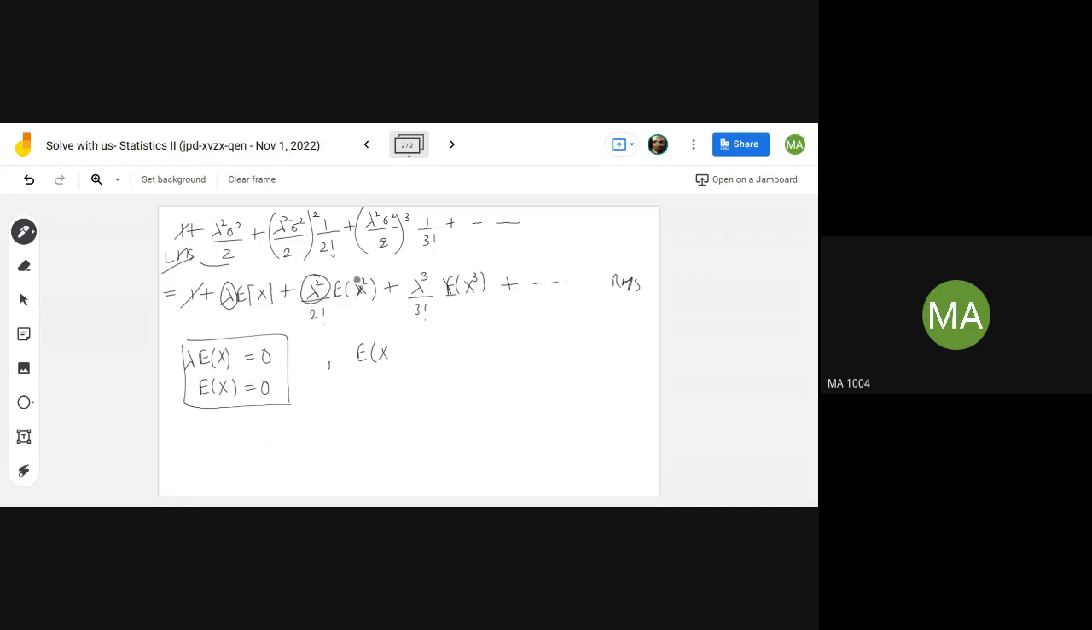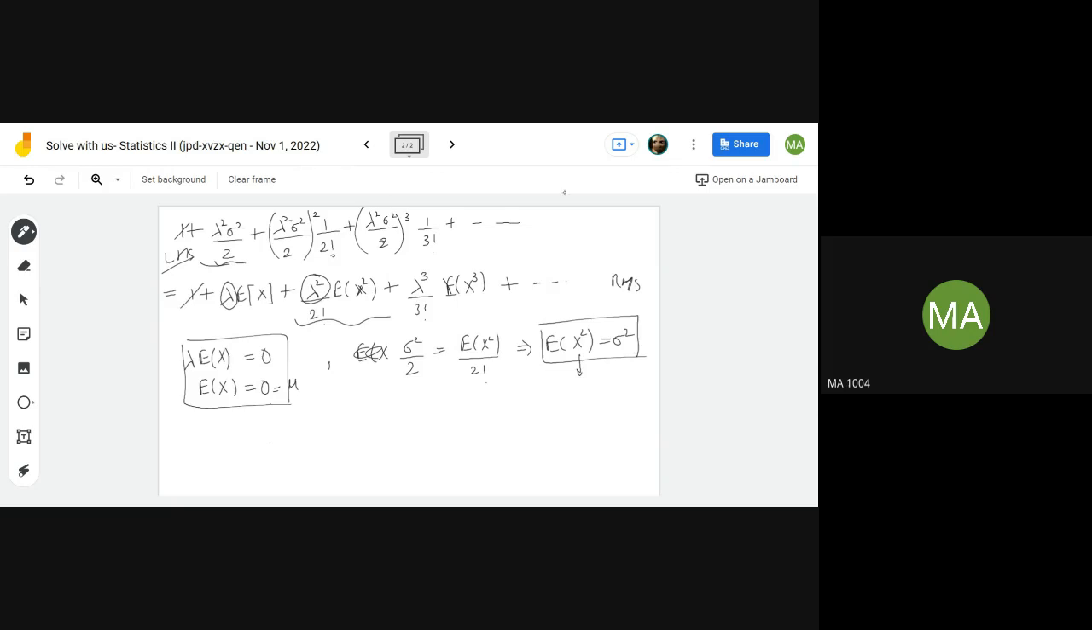So if you compare the second term, what are you getting? You are getting that the coefficient of lambda square, sigma square by 2, is equal to expected value of x square by 2 factorial. Right? Now from here, what do you get? You get that expected value of x square is sigma square. So you got the first moment to be 0, which is just the mean. Then expected value of x square.